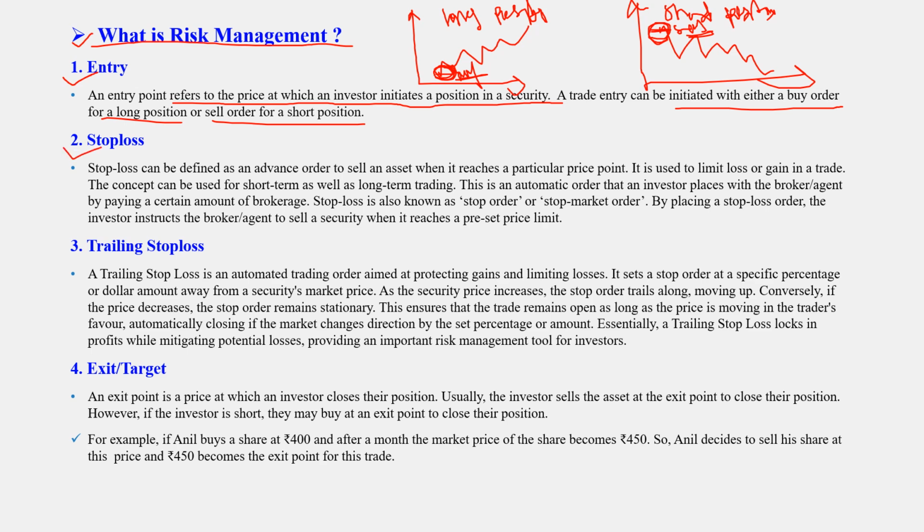Let's start with stop loss. Stop loss can be defined as an advance order to sell an asset when it reaches a particular price point. It is used to limit loss or gain in a trade. This concept can be used for short term as well as long term trading, right? So this is the most important: stop loss.